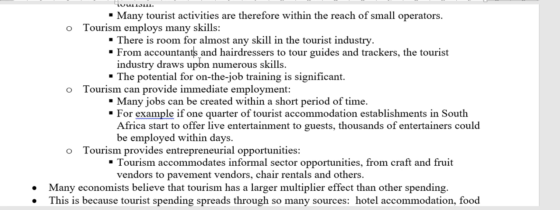Plus, the potential for on-the-job training is significant. You don't need a qualification. We train you on the job. We employ an unskilled worker. We show you how it works. We show you what we want you to do. So the potential for on-the-job training is significant. So what is important is that it creates jobs for those vulnerable people in the economy, the people that don't necessarily have skills, that find it very difficult to find a job in any other industry.